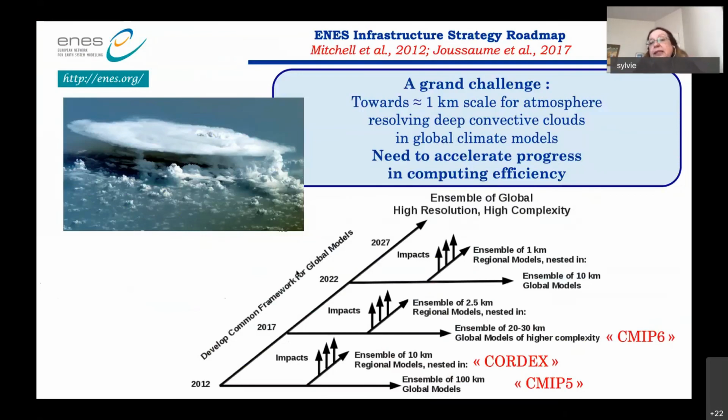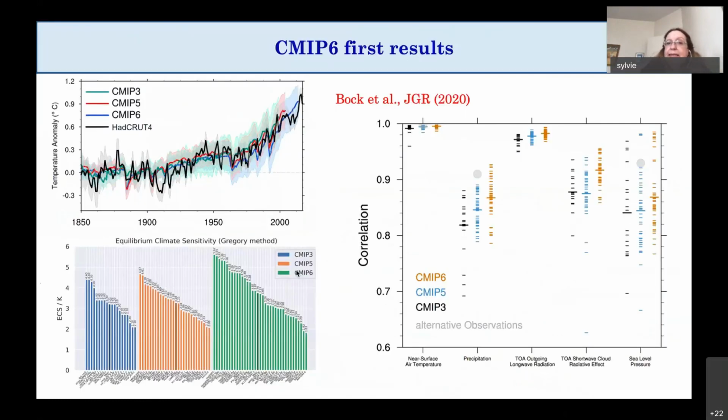That would be a great expected progress. But this is very demanding in computing, very demanding in accelerating the progress in computing efficiency. We are not there yet, but the community thinks that it would be quite an added value, though it will take some time. It's just to show you a few results of CMIP6. They are just coming out. For example, this paper was just issued in April 2020.